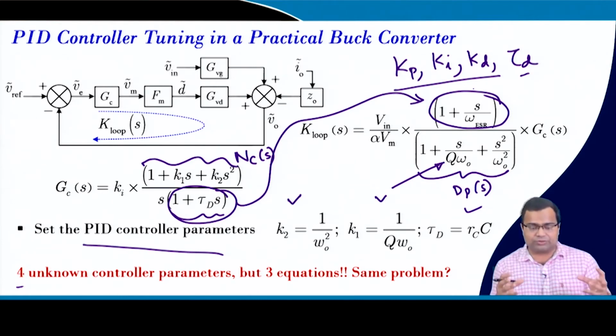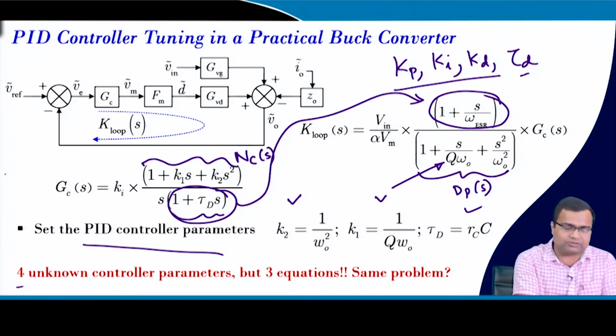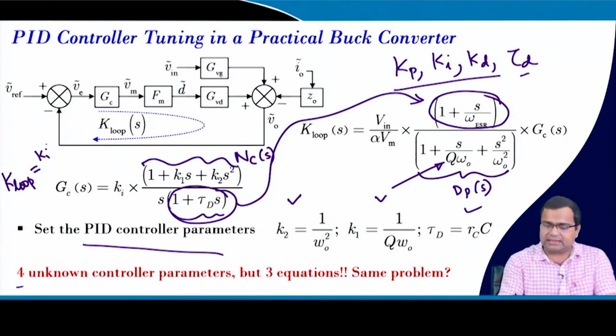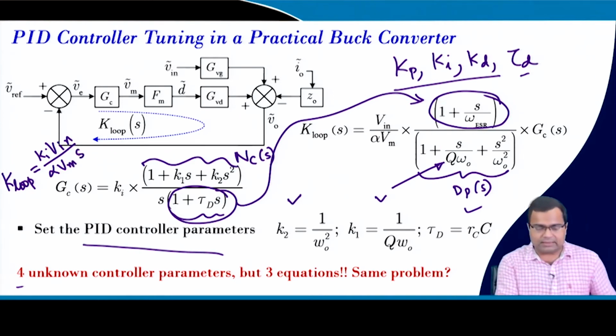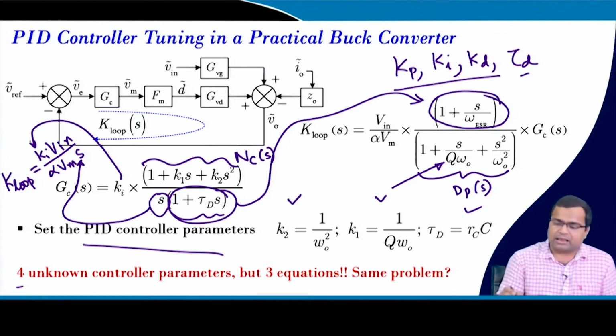The controller's 2 zeros are used to cancel the plant poles. Okay? So, the rest is, if you write the loop transfer function, what is our loop transfer function? Now, after this compensation, our loop transfer function is simply Ki, this Ki, then Vin, alpha Vm by S, because here we have a 1 by S term, the Ki term is coming here, and this term is coming here.